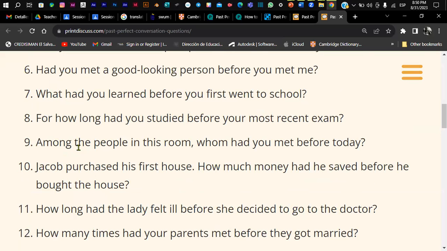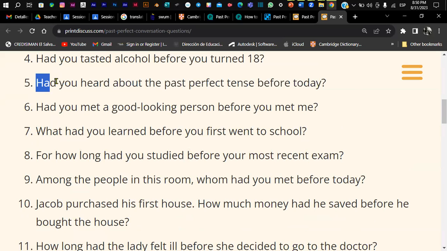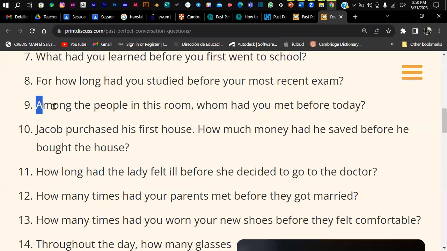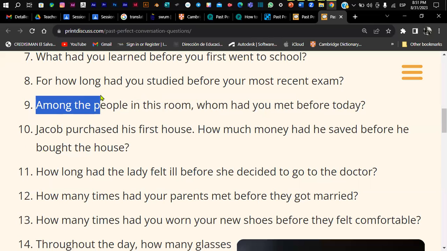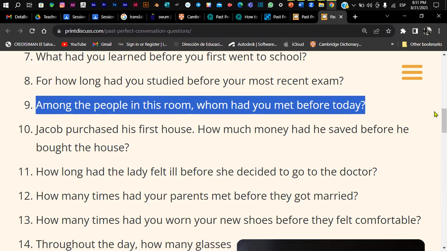You can answer yes or no if the question begins with had. But for this type of question, the question is open. The person asking the question requires information. So it's open. Among the people in this room, whom have you met before today? So the answer that you can give should be negative.